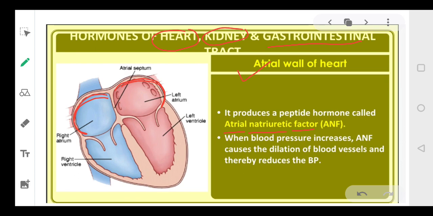And this particular factor decreases your blood pressure, because it brings about the dilation of the blood vessels. It dilates your blood vessels, and thus it reduces the blood pressure. So whenever your blood pressure is high due to any factor, this ANF will dilate your blood vessels and the blood pressure will be reduced. This ANF is only secreted when your blood pressure suddenly increases.